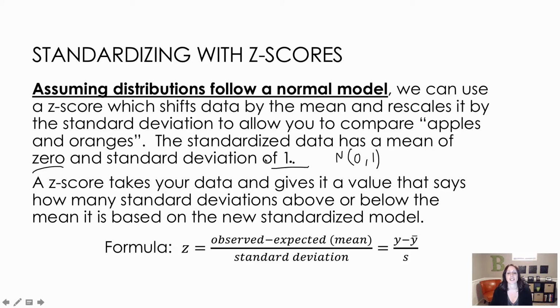A z-score basically takes your data and finds, based on 0 and 1, how many standard deviations above or below the mean your value is. Here's how we find it. To find the z-score, we're going to take our observed value, observed being whatever value we're trying to find the score for, minus the expected value. Now, our expected value is our mean. Statistically, we call that y bar. We're going to divide it by the standard deviation, which of course is s, the standard deviation of our sample.